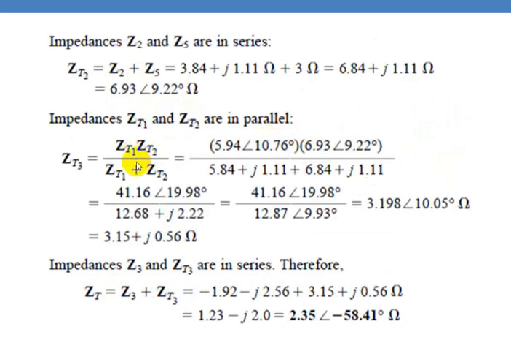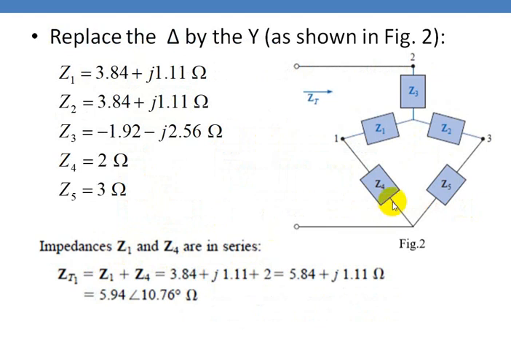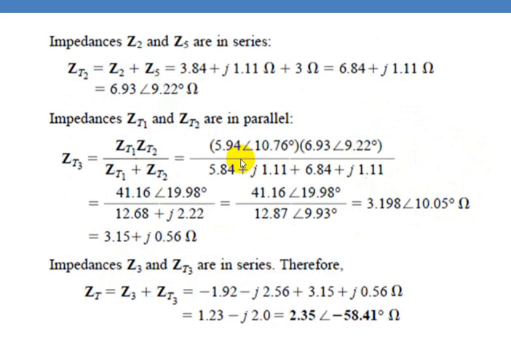ZT1 into ZT2 divided by ZT1 plus ZT2. Substitute the values, you'll get 3.198 at an angle of 10.05 degrees ohms. So in rectangular form, it is 3.15 plus j0.56 ohms. Now this entire part you have reduced to a single impedance. This impedance comes in series with Z3.